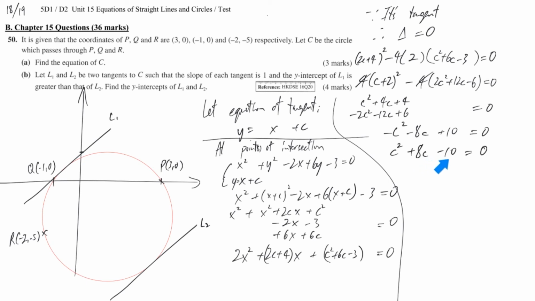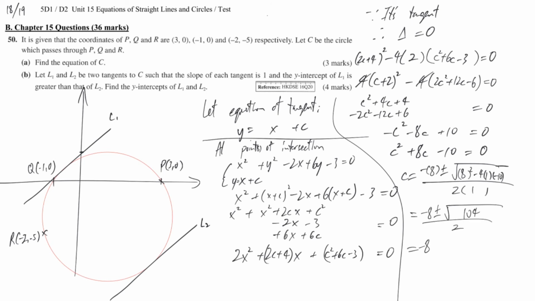This quadratic expression can't be factorized, so that's why we have to use the quadratic formula or use your calculator. If we use the quadratic formula, then c is equal to negative b, plus or minus the square root of b squared minus 4ac, divided by 2a, and then we fill in the blanks. b is 8, a is 1, while c is negative 10. So that's why we have negative 8, plus or minus the square root of 104, and then over 2. And we simplify that. Square root of 104 means 4 times 26.